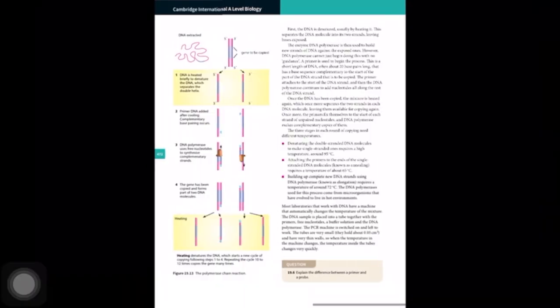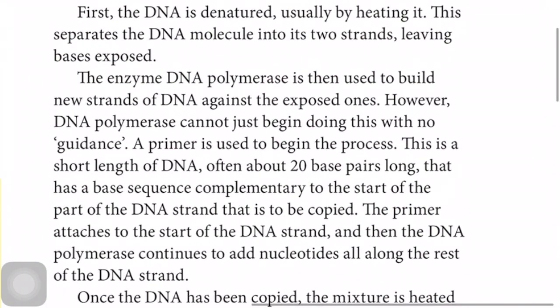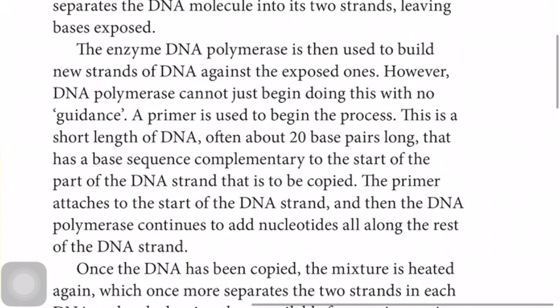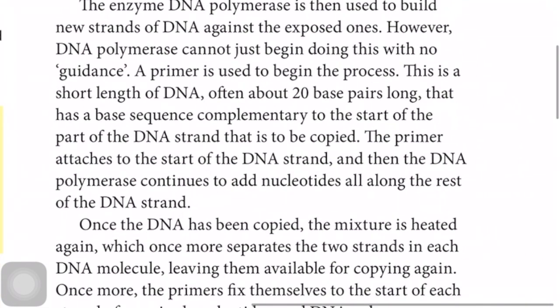Now let's read. First, the DNA is denatured usually by heating it. This separates the DNA molecule into its 2 strands, leaving the bases exposed. The enzyme DNA polymerase is used to build new strands of DNA against the exposed one. However, DNA polymerase cannot just begin doing this with no guidance. A primer is used to begin the process.